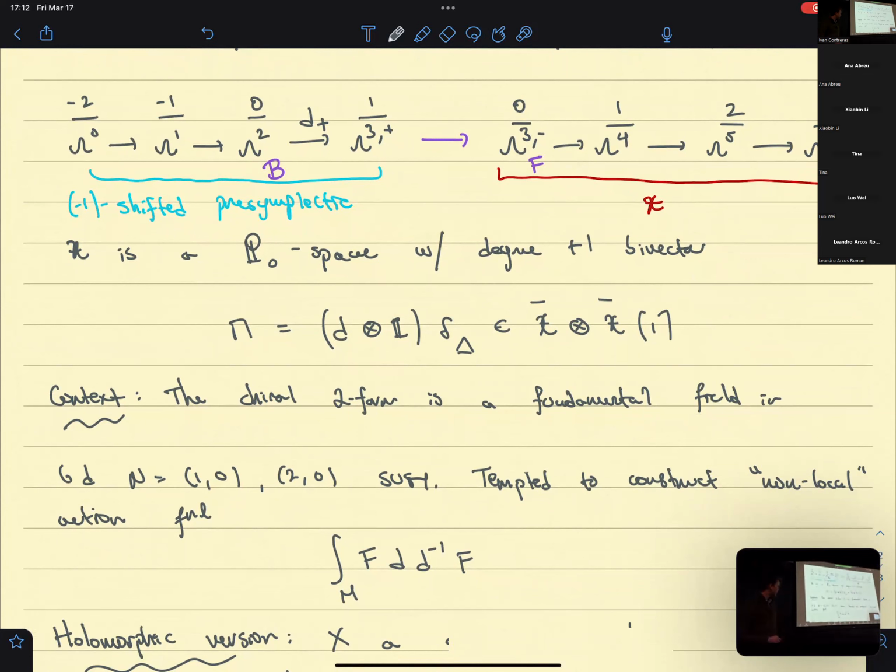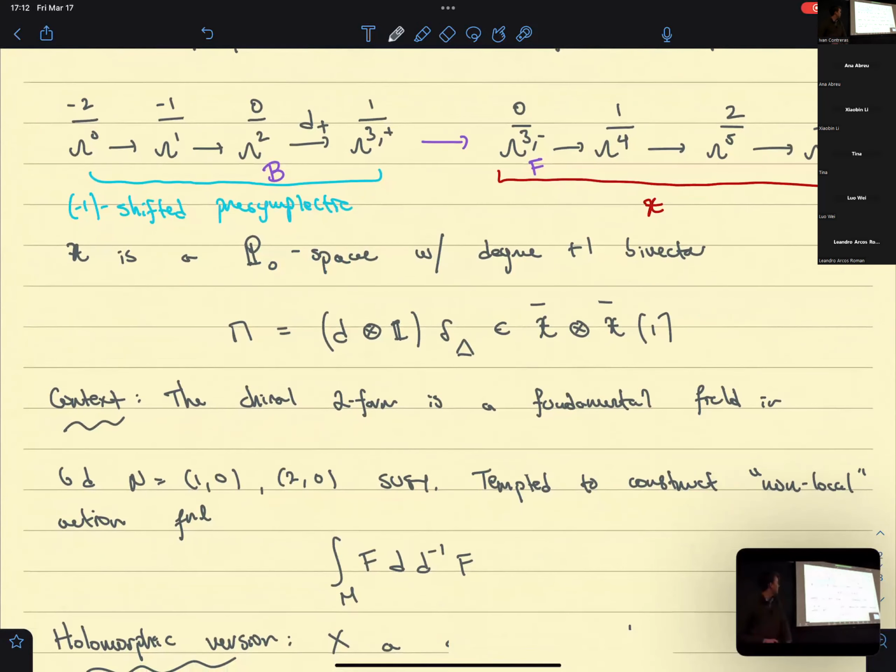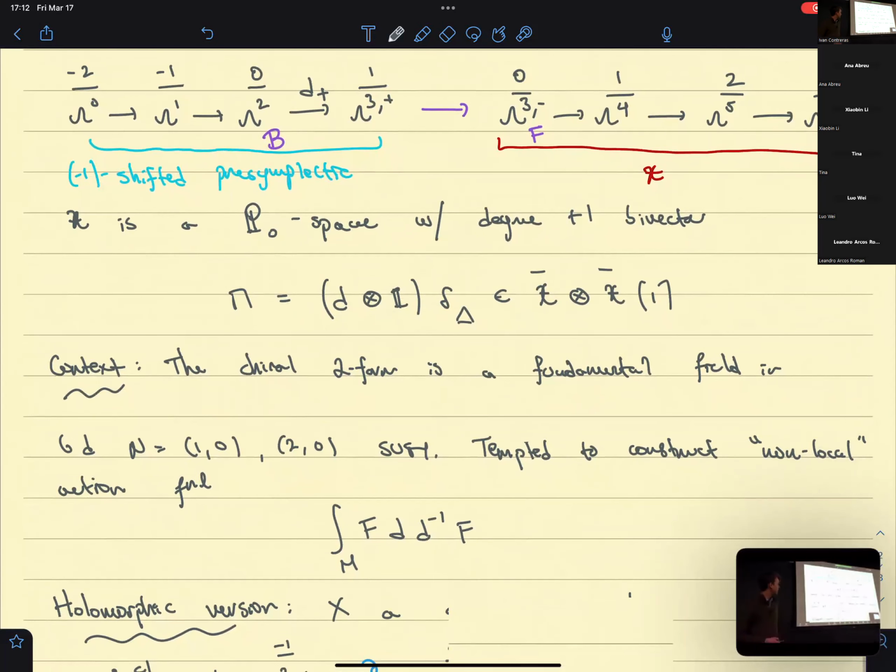In such a theory, one is sort of tempted to construct a non-local action functional, being the replacement for that action functional that was just 0. But this action functional is non-local because of the appearance of this del inverse, or this D inverse. And this D inverse is related to the fact that my Poisson tensor involves a derivative.